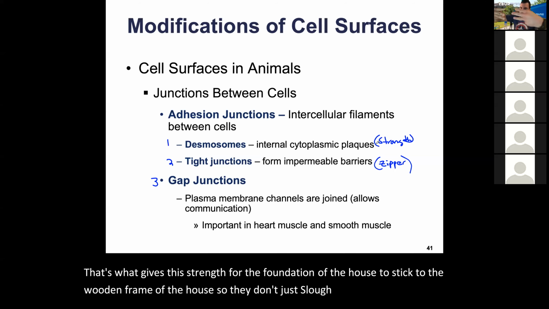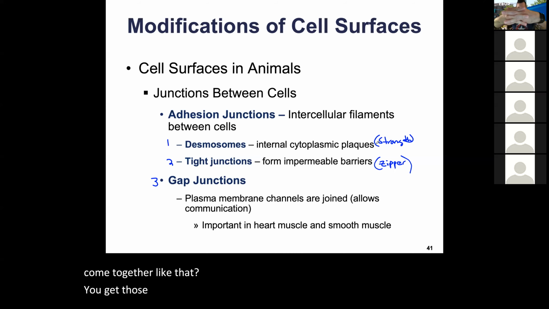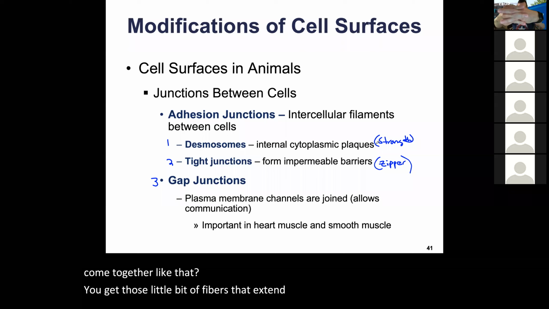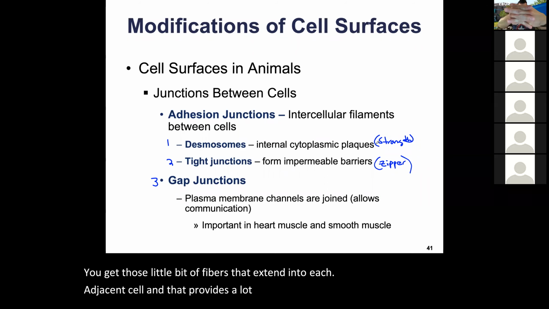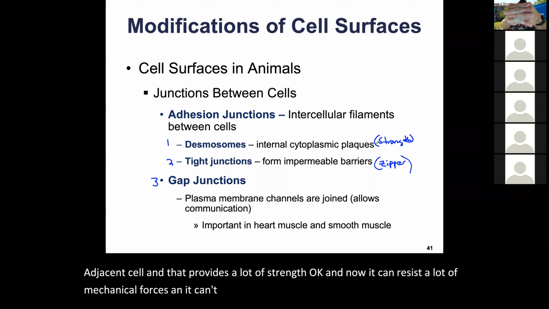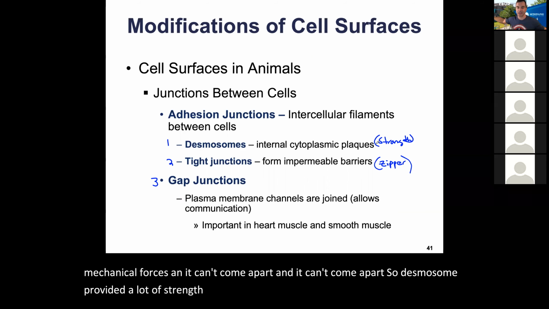So when two cells come together like that, you get those little bitty fibers that extend into each adjacent cell, and that provides a lot of strength. Now it can resist a lot of mechanical forces and it can't come apart. So desmosomes provide a lot of strength to these cells that I have clumping together.